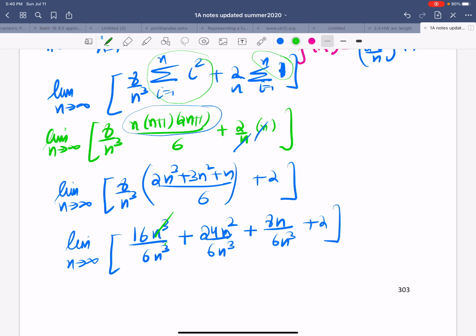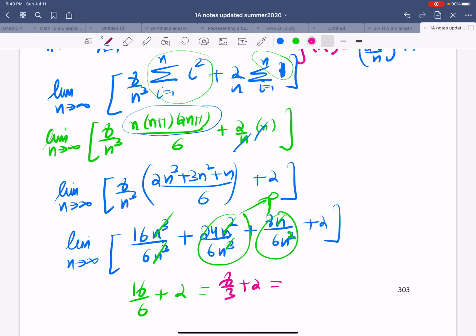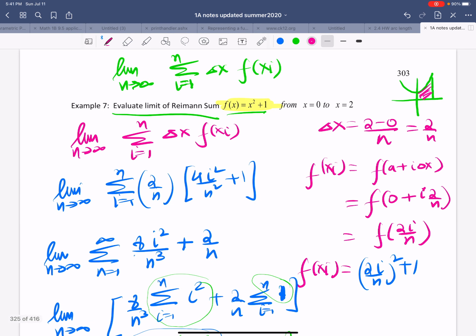Cleaning up, these cancel, and all these terms are going to have an n left in the denominator. Both of these terms are going to go to 0 when n goes to infinity. So I'm left with 16 over 6 plus 2. Let's simplify 16 over 6, which is 8 over 3. So we can write it as 8 over 3 plus 2, which is 6 plus 8 over 3, or 14 over 3. So that's my area under the curve for this graph, over the interval 0 to 2.